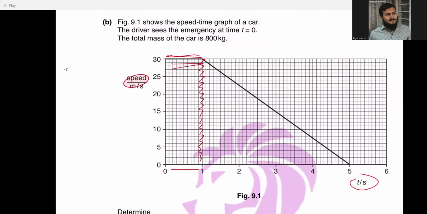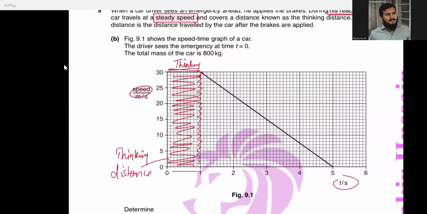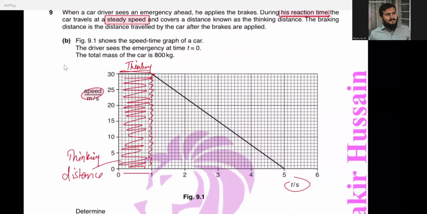Area under the graph. Speed time graph, Abdullah, you might not know this. If you find the area of a speed time graph, that will give you distance. Distance, right? So this is the thinking time, so that means this is the thinking distance, right? Yes or no? The car covers a distance known as thinking distance. So this is the thinking distance.